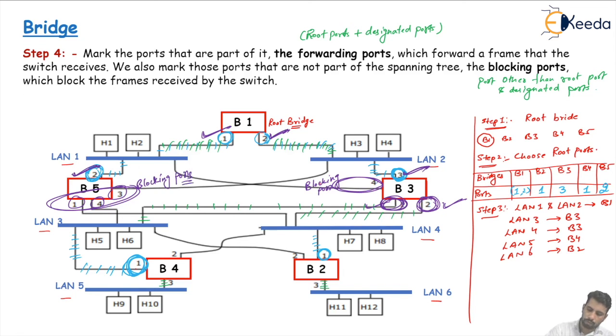For bridge number 4, we have port number 1 as the root port and port number 3 as the designated port. This means port number 2 is the blocking port. For this one, port number 1 is the root port and port number 3 is the designated port, and port number 2 is again the blocking port. That's why if you send a packet, it will be received by the bridges without any loop.